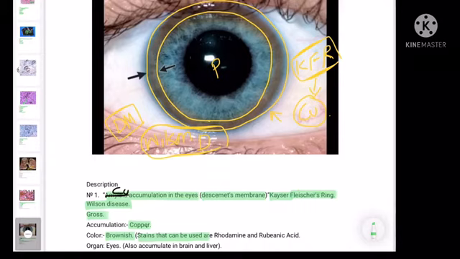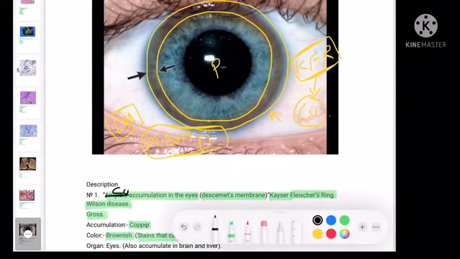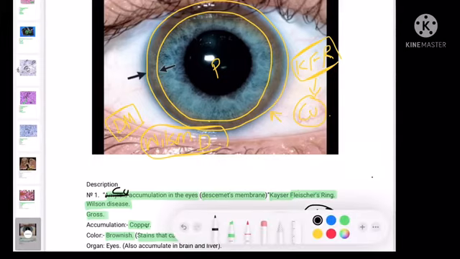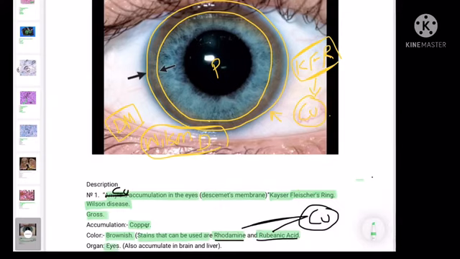In this there is no stain used, but if you take a sample of the liver, or it's also accumulated in the brain in the basal ganglia, and you take a sample from that and try to see the copper, then the stains you must use for copper are rhodanine and orcein. So you must remember that rhodanine and orcein, these two stains, are used for copper identification. The organ is the eye, it also accumulates in the brain, in the basal ganglia, and in the liver, in the hepatocytes.